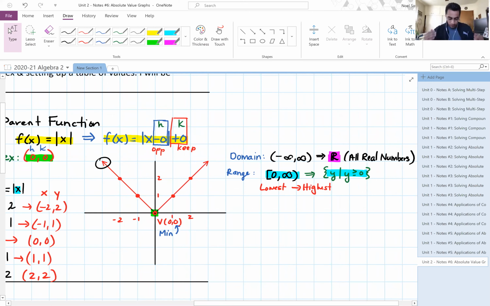So remember that domain, you describe it going from left to right, like you're reading a book. Okay. Domain is left to right. Range is lowest to highest. And the reason why I stress that is because every year I always get kids who switch it around. They give me right to left or highest to lowest. Left to right, lowest to highest. Okay. Or bottom to top. All right. Any questions on that so far?